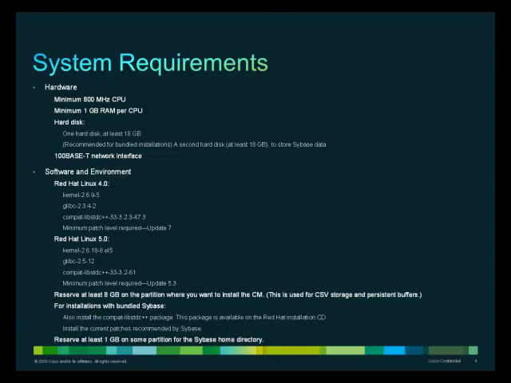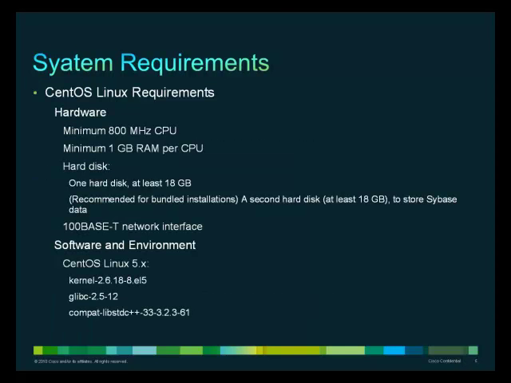Software, we need Red Hat Linux 4, 32-bit with the packages listed here, or Red Hat Linux 5 with the following packages. Moving on to the next slide, CentOS requirements are again pretty much similar to Red Hat: 800 MHz CPU, gig of RAM, 18 gig hard drive for Sybase database, again 8 gigs for collection manager and 3 gigs for Sybase home directory. Software environment, CentOS Linux 5.0 with the following packages. Of course, any hardware that you run, you do need a fast Ethernet interface.